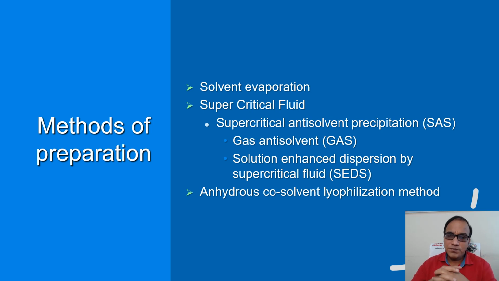Solvent evaporation, supercritical fluid, and anhydrous co-solvent lyophilization methods. These are the three major methods of preparation. Among supercritical fluid methods, the main one is SAS, supercritical anti-solvent precipitation. It has two sub-techniques, gas anti-solvent method and solution enhanced dispersion by supercritical fluid. So these are the major techniques. We will discuss them one by one in our coming section.